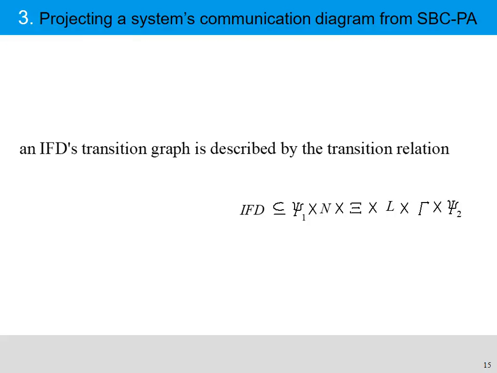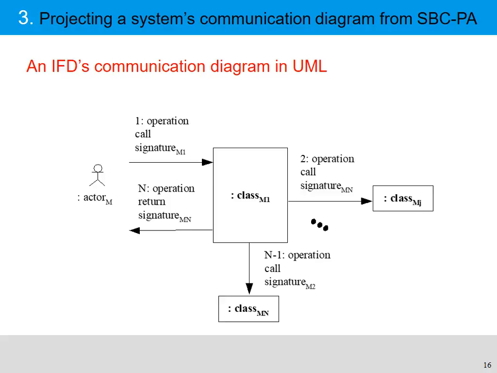Chapter 3 is the final chapter. Chapter 3 talks about how to project a system's communication diagram from SBC Process Algebra. A system has many IFD, and an IFD transition graph is described by the relation IFD with 6 attributes. An IFD's communication diagram in UML is shown here.